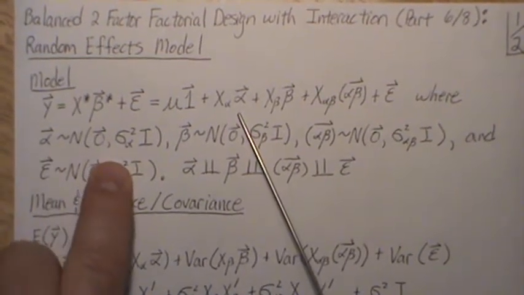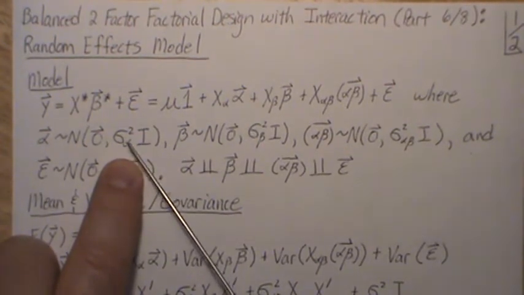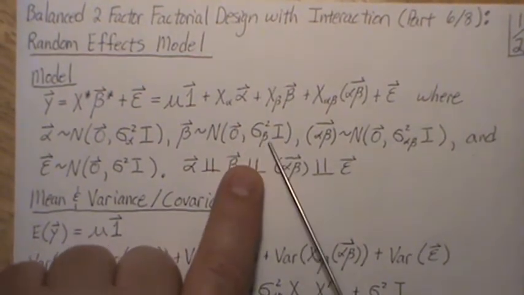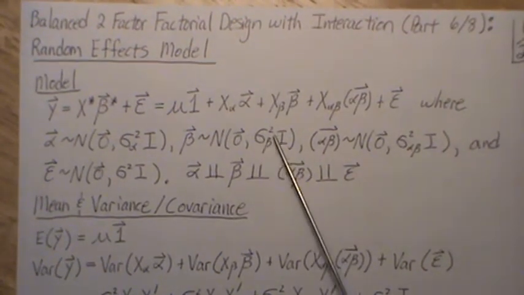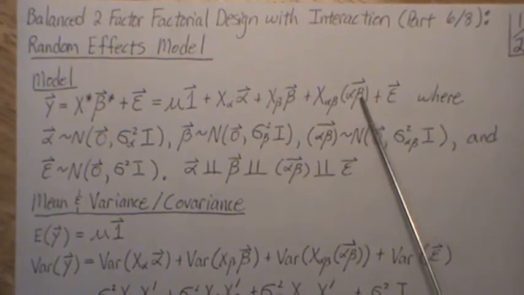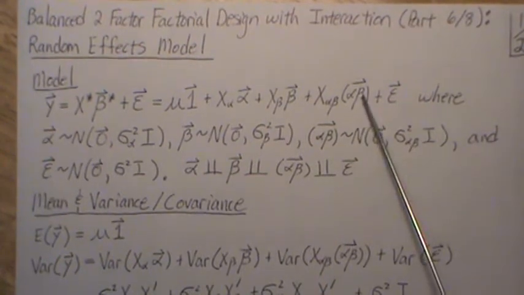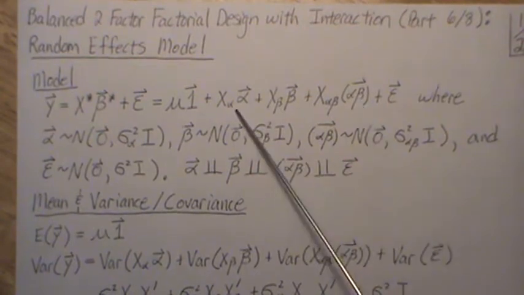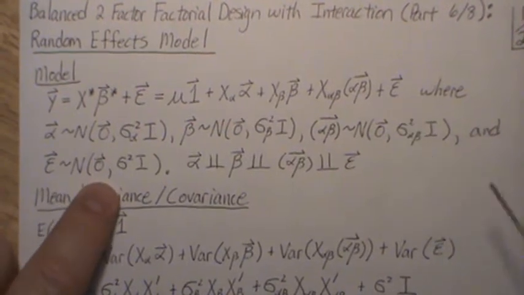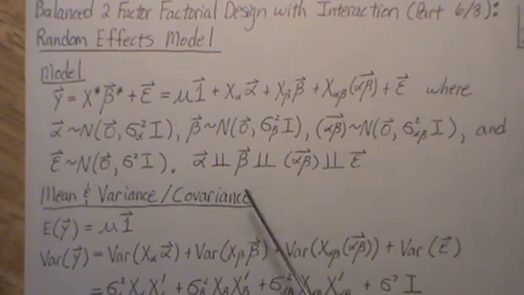So alpha is normally distributed, mean zero, covariance matrix sigma alpha squared times I. Similarly for beta, it's normally distributed, mean zero, covariance matrix sigma beta squared I. Interaction term, remember this is not the product of two numbers, this is a vector. I've seen it where they just call it gamma, but writing alpha beta with parentheses emphasizes that it's the interaction space. So it's normally distributed. The error term of course is normally distributed, mean zero, constant variance. All these parameters are independent.